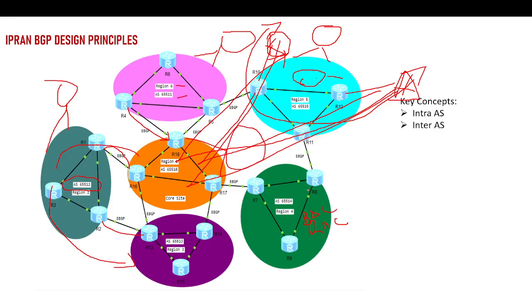So you have established connection between the different autonomous systems using eBGP. You will go ahead and configure iBGP within the autonomous system.